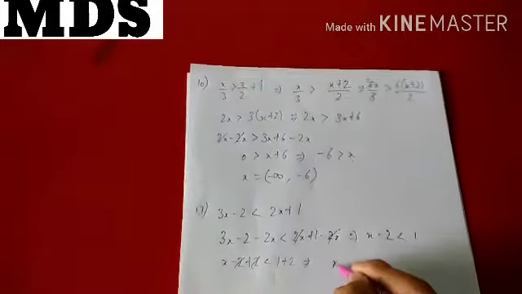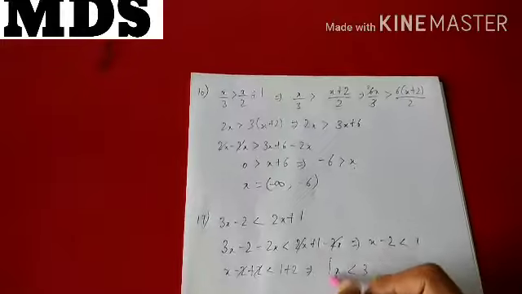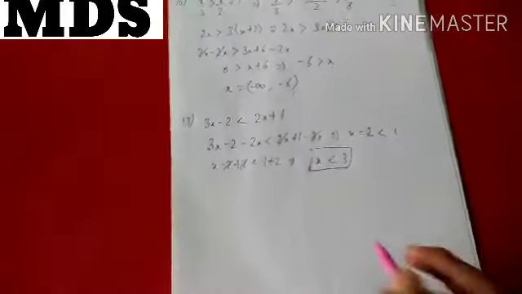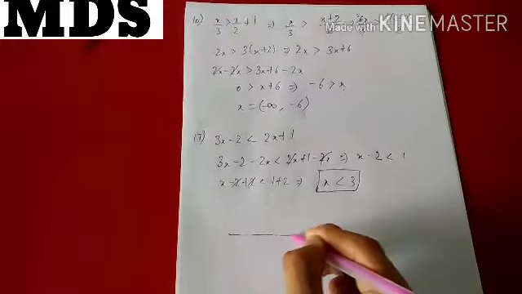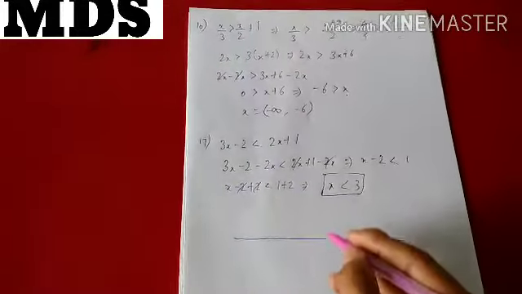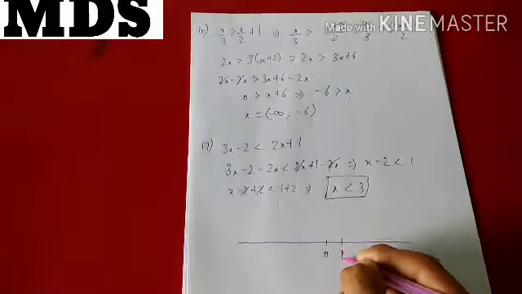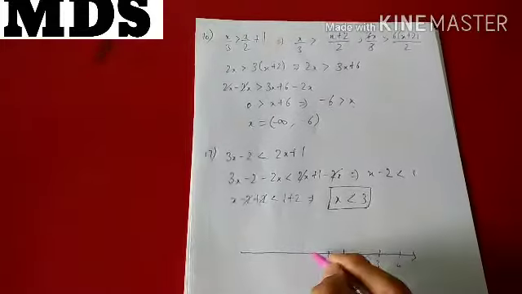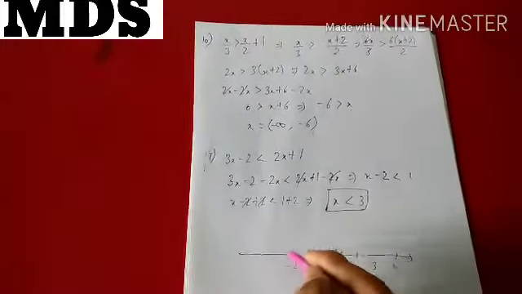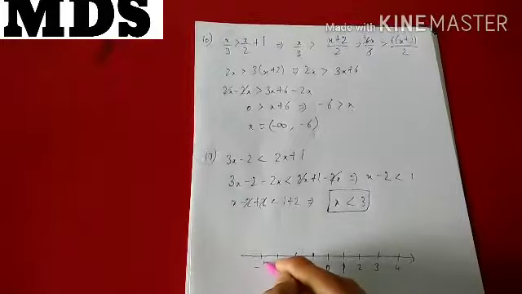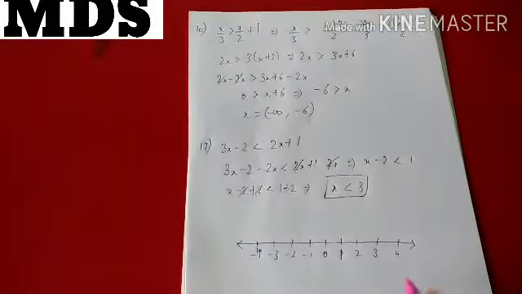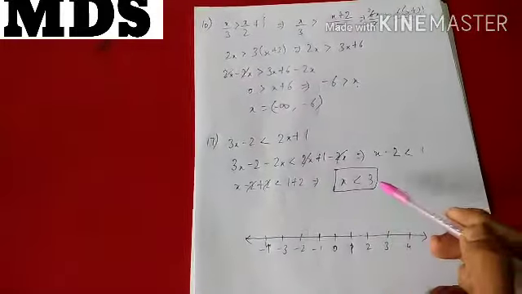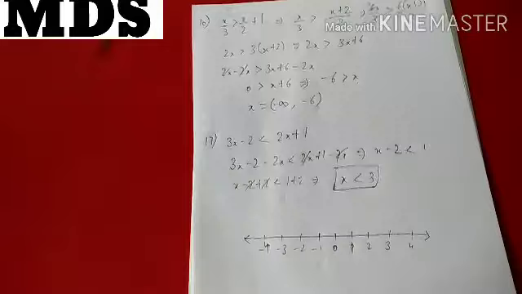That means the value of x will be what? It will be less than 3. Okay, this we have found. Now we will show it on the number line. First of all we will draw a number line. Okay, it is 0, 1, 2, 3, 4, and here minus 1, minus 2, minus 3, minus 4. Now you can check that values of x are less than 3, but not 3.